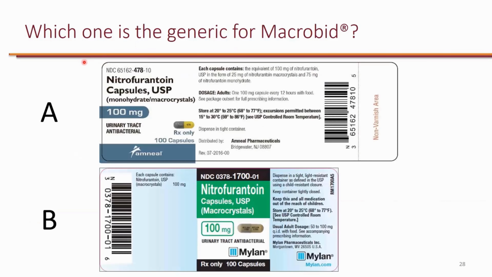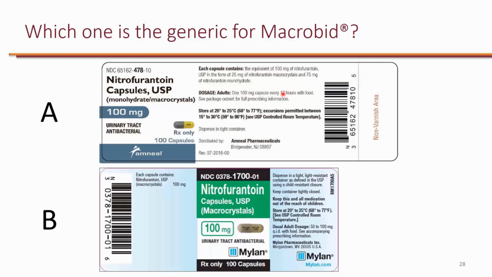Because there are different formulations of nitrofurantoin, and if you're working with the generic, it just says nitrofurantoin on it, it's important to be able, as pharmacists, to distinguish between the two formulations. So as you can see, choice A tells you that this is a monohydrate macrocrystals combination, whereas the second is just macrocrystals. So this question is which is the generic for Macrobid. The correct answer would be A.